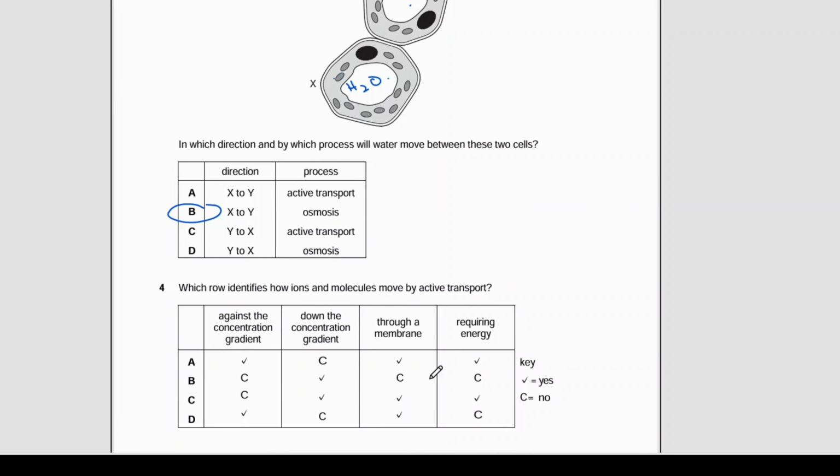Which row identifies how ions and molecules move by active transport? Against the concentration gradient, yes. Down the concentration gradient, no. Through a membrane, yes, can be. Require energy, yes. So I guess A is the answer.